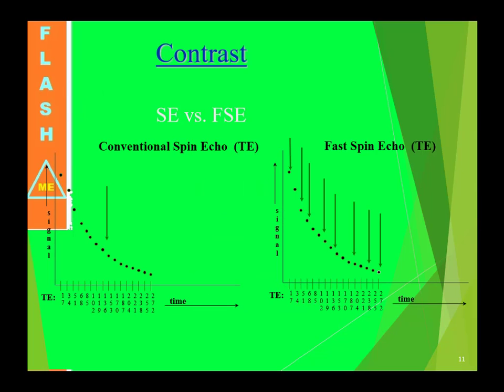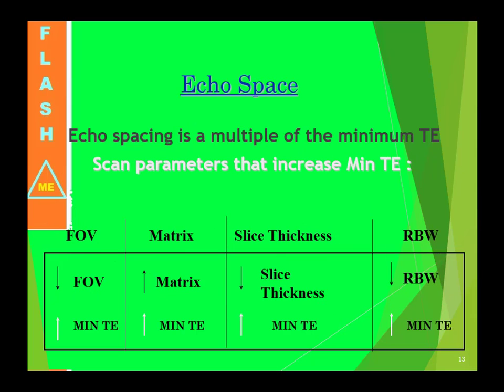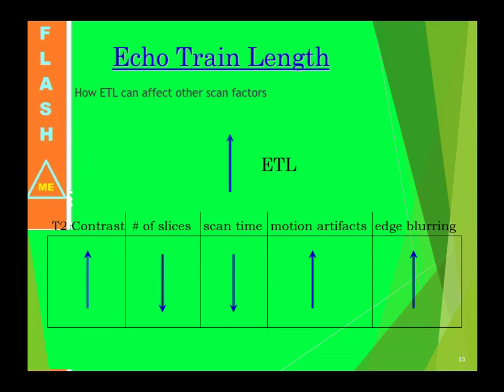Echo spacing is a multiple of the minimum TE. Scan parameters that increase minimum TE: FOV, and echo train length.